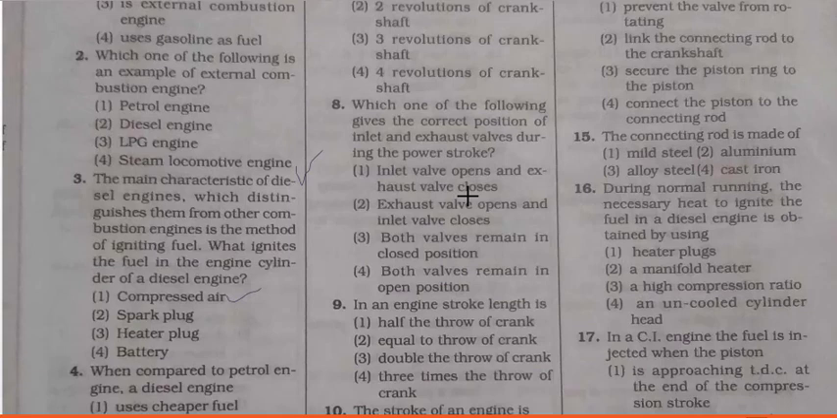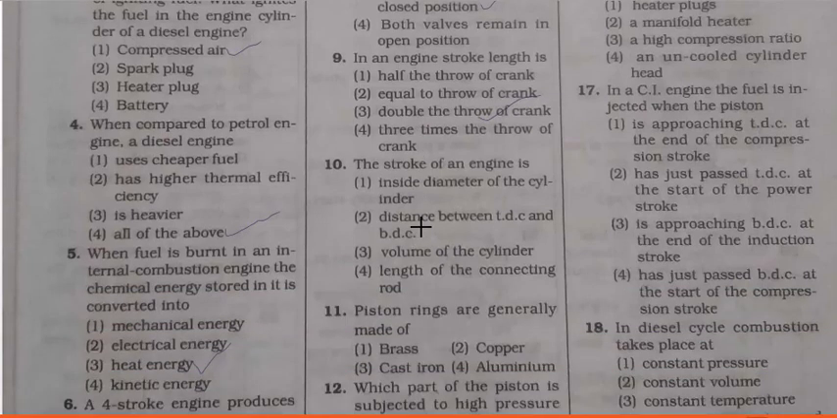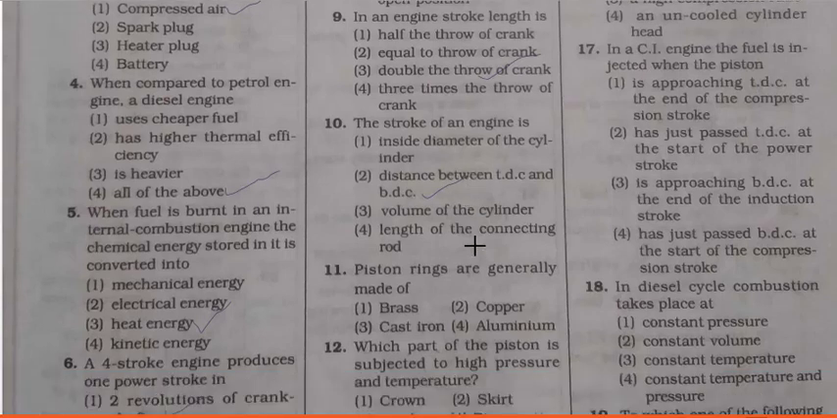Which one of the following gives the correct position of inlet and exhaust valves during the power stroke? Both valves remain in closed position. In an engine, stroke length is double the throw of the crank. The stroke of an engine is the distance between TDC and BDC.